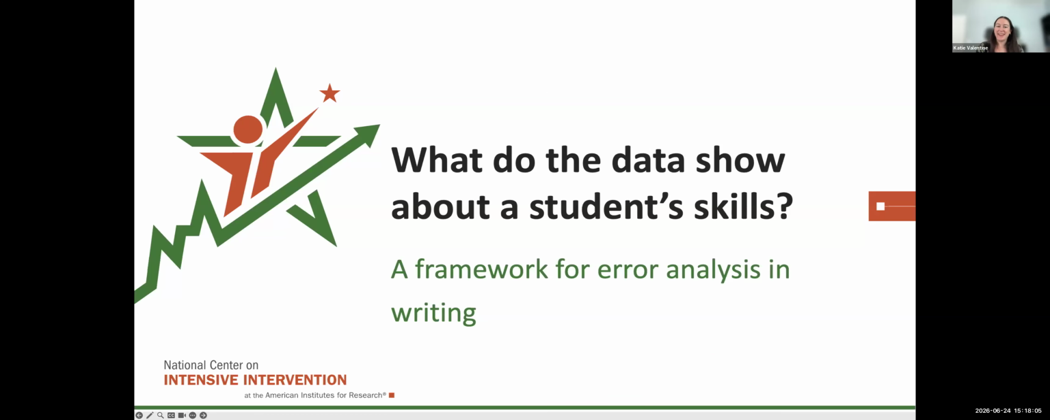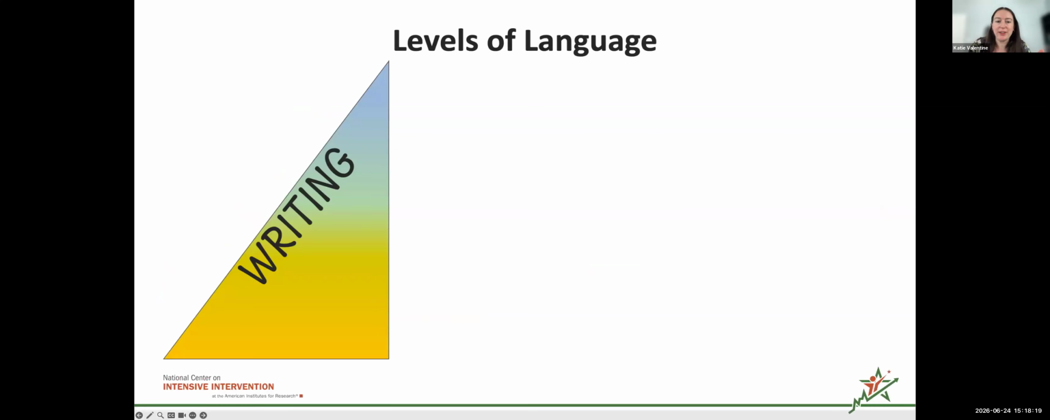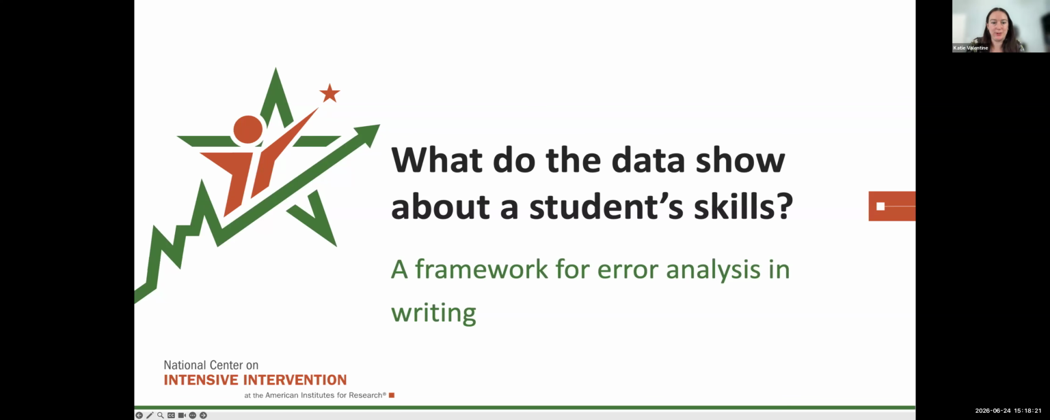Okay, so we've got that writing sample, and this is where we're really going to get into the meat of today's presentation. So what do these data actually show about a student's skills? And I presented that graphic earlier on in the presentation that showed we're trying to move from scores into skills, and this is where that bridge can happen.